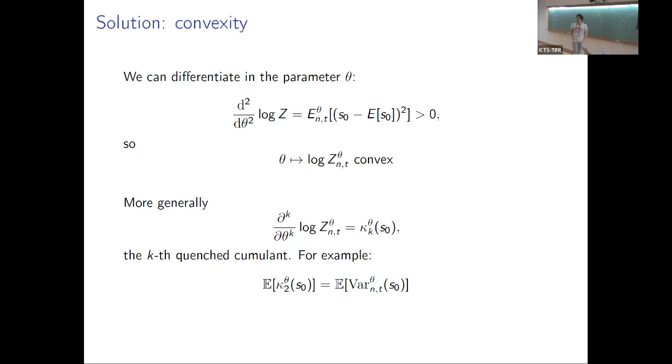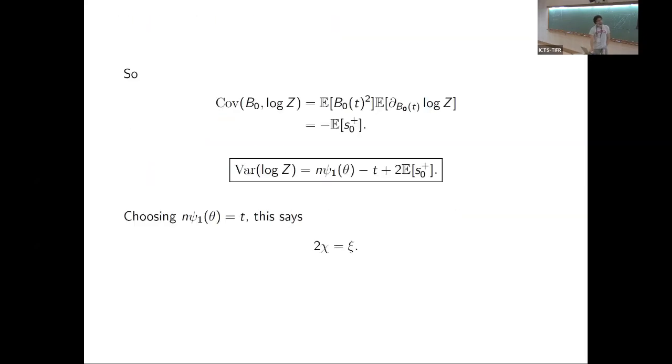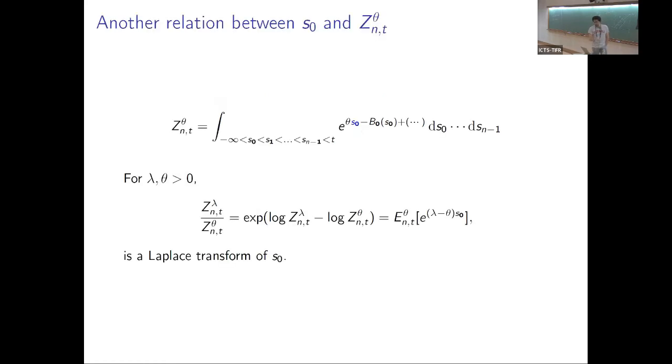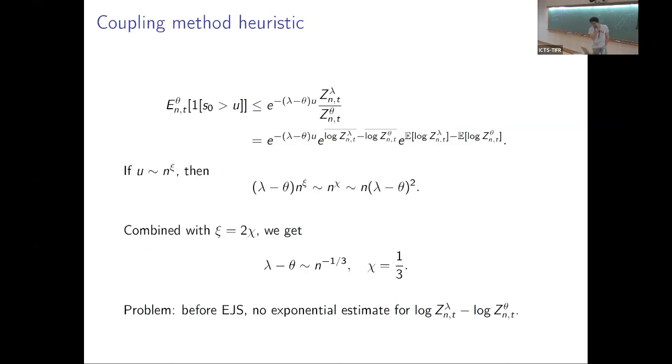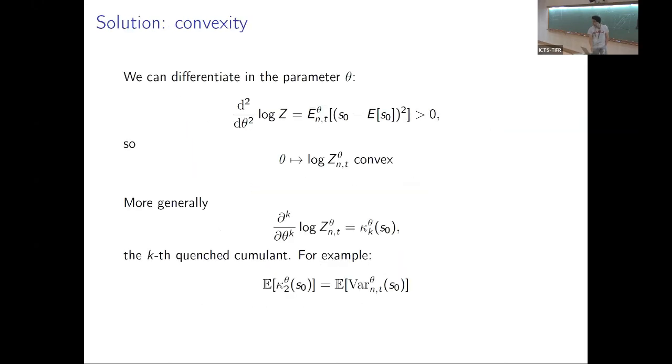So how can that help us? Why would we want to do this? Remember, we want to get a relation. We have this relation, which is one relation between chi and xi, so one relation between the variance and SCO plus. We want a different relation. And this different relation, instead of being exponential Chebyshev, is going to be convexity.